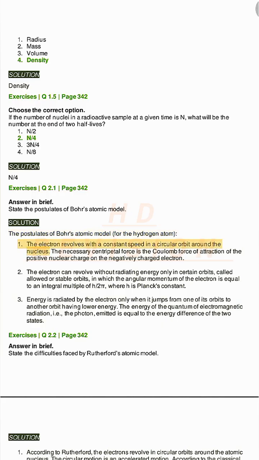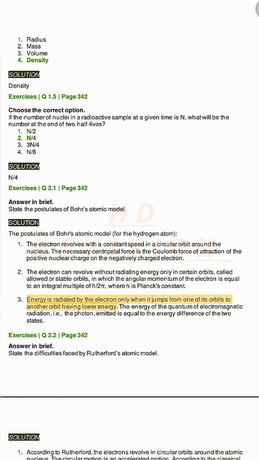1. The electron revolves with a constant speed in a circular orbit around the nucleus. The necessary centripetal force is the Coulomb force of attraction of the positive nuclear charge on the negatively charged electron. 2. The electron can revolve without radiating energy only in certain orbits, called allowed or stable orbits, in which the angular momentum of the electron is equal to an integral multiple of h/2π, where h is Planck's constant.